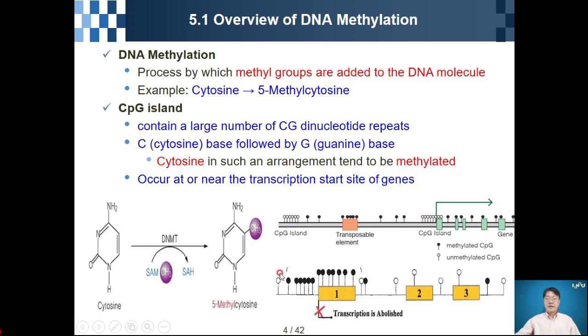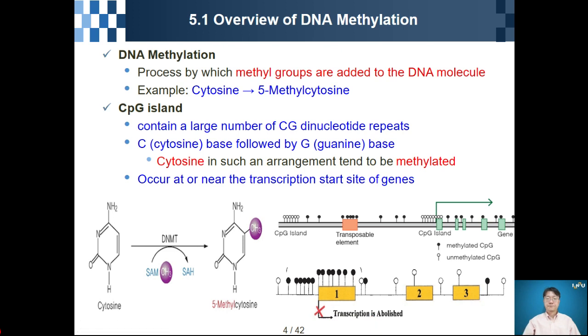CpG islands occur everywhere in the genome, but CpG islands also occur at or near the transcription start site of genes. This is the transcription initiation site. If the CpG island is unmethylated, transcription can be initiated. When the CpG island is methylated, transcription is abolished.